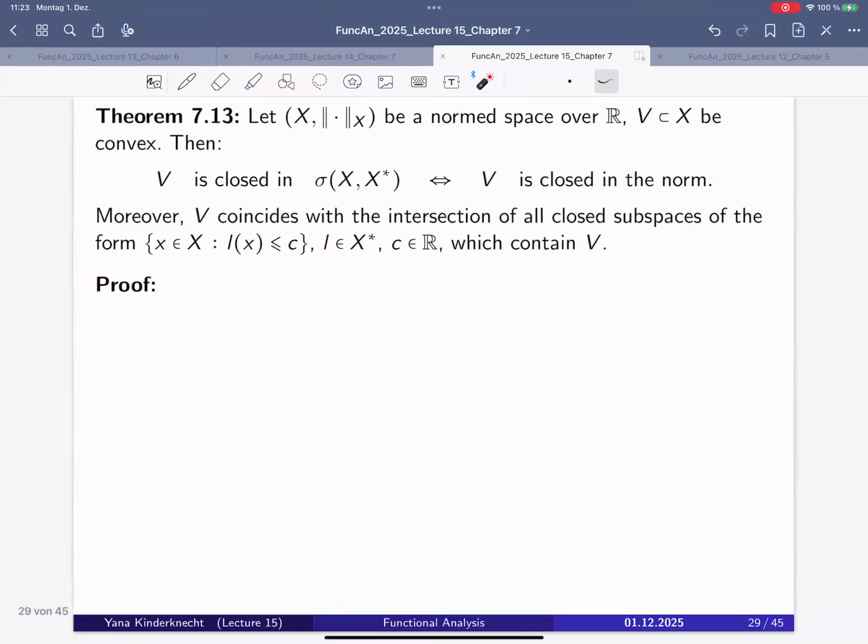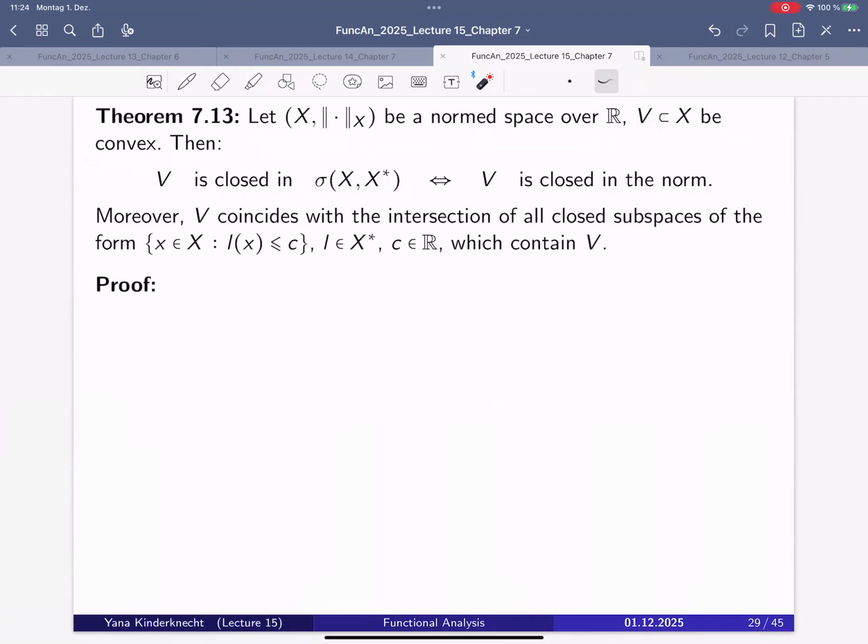Okay, so Theorem 713. Let X be a normed space over R, and V a convex set in X. Then the statement is that this set is closed in the weak topology if and only if it is closed in the norm. Of course, convexity, I hope you remember what it means that the set is convex?